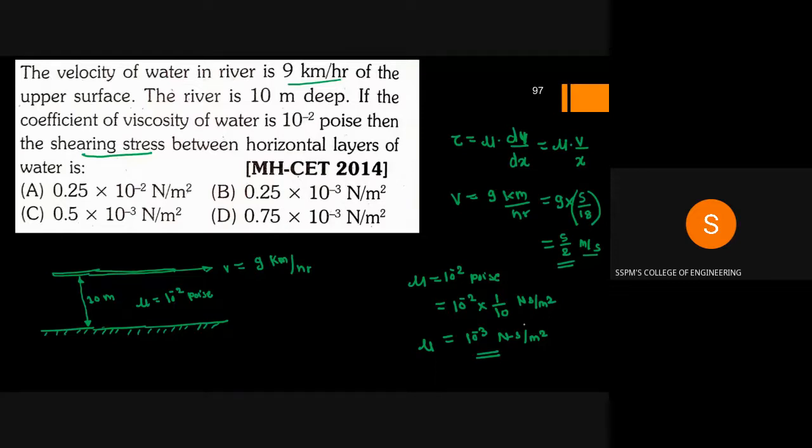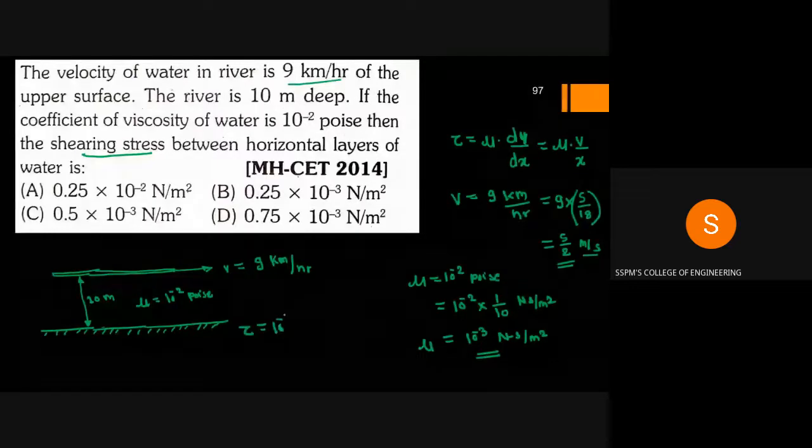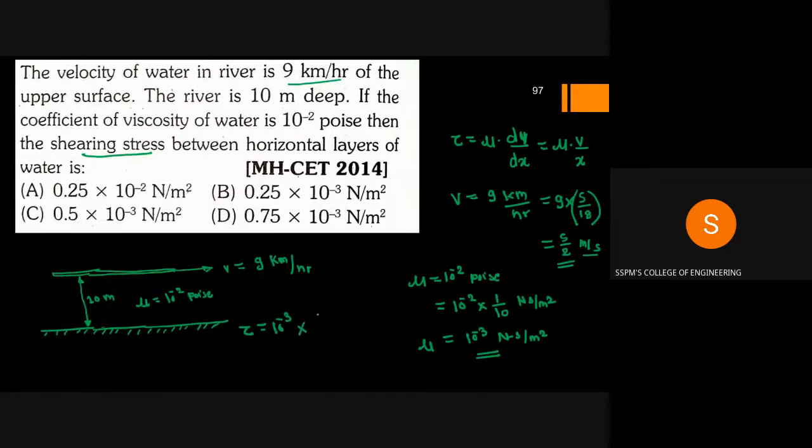Okay. Now put these values in this equation. So tau is equal to mu, which is 10 to the power minus 3, into velocity 5 by 2, that is 2.5, upon x, which is nothing but 10 meter. So this is the height. So this is 2.5 into 10 to the power minus 4.